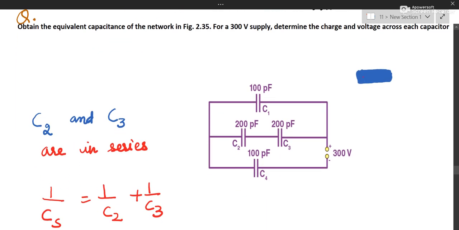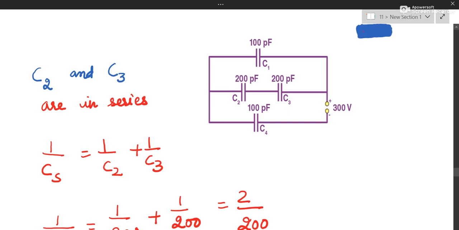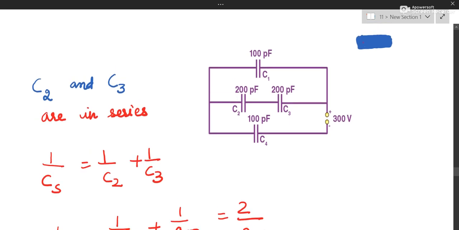Now we have the next question. This question is important as well, and we'll understand it properly. In this question, we have to find out the net capacitance, equivalent capacitance. This is the first question. And then we have to find out the charge and potential across each capacitor. So how to do? We have to do the same way we used to do resistance in class 10.